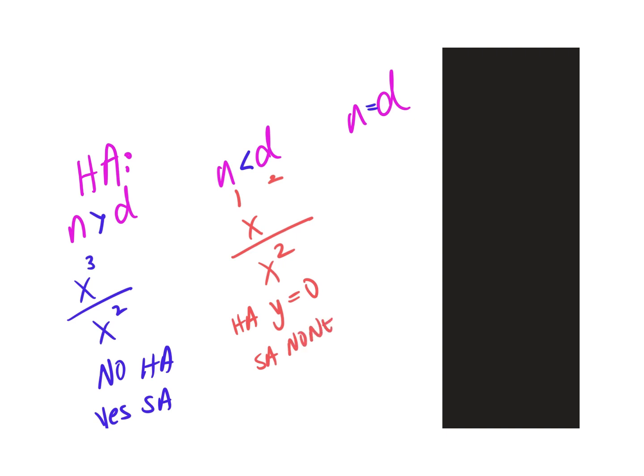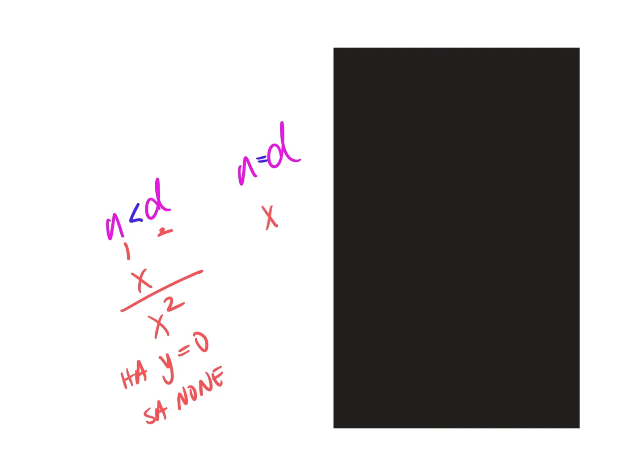That's your horizontal asymptote. Your slant asymptote is none. Why is it none? Well, think about it. If you're going to divide, how many times does x squared go into x? It would be the square root of x. We don't do that. That's not going to be a line. And then when you have equal, so like 4x squared over 5x squared, your numerator degree is the same as the denominator. So what's your horizontal?